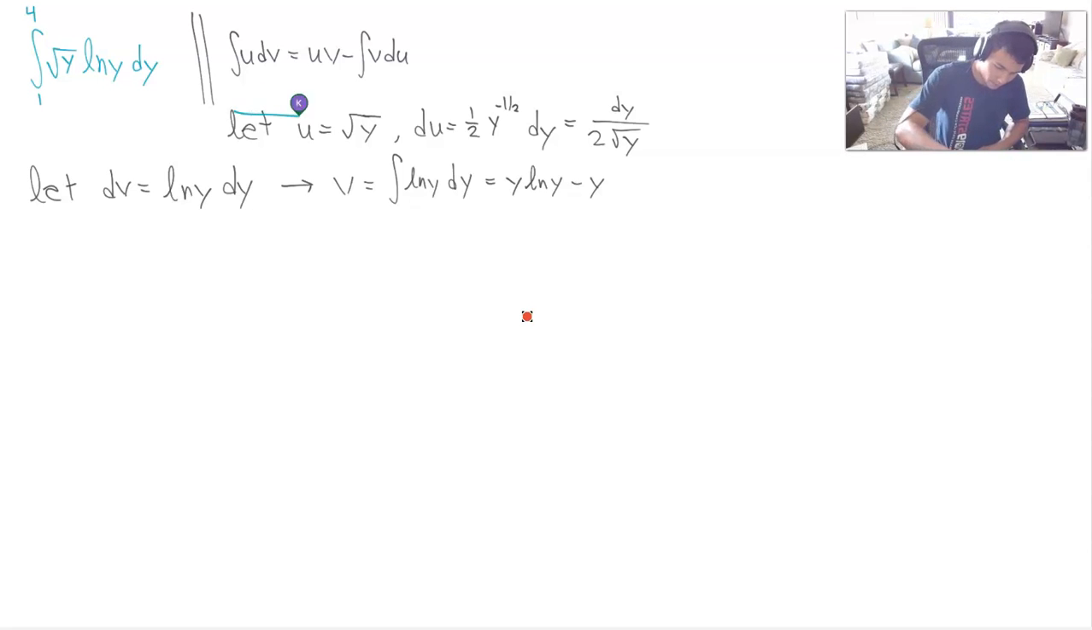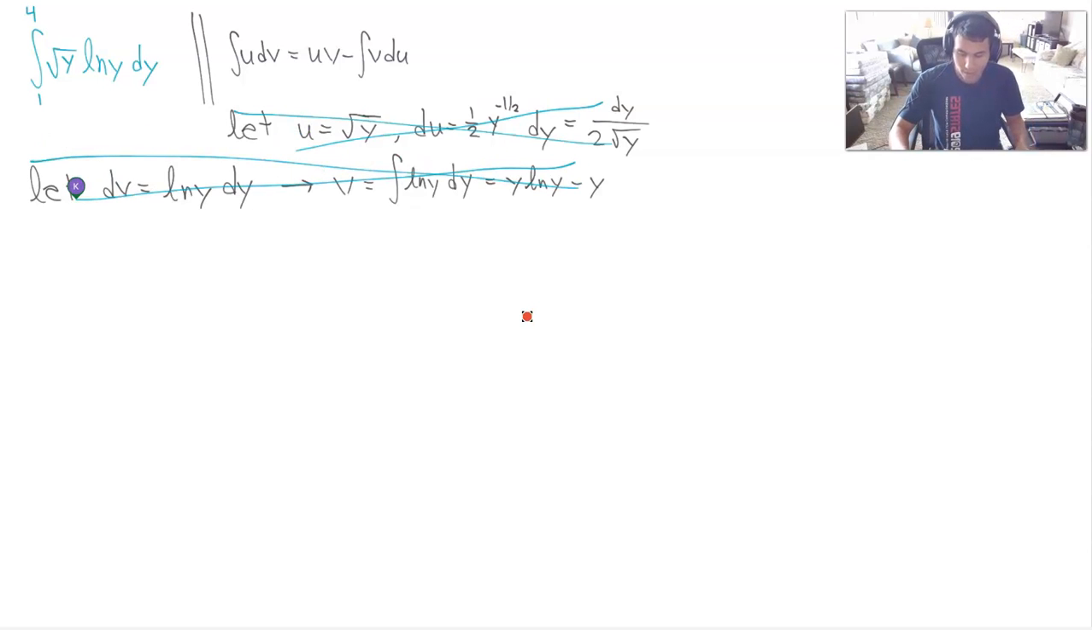Okay. So it's not that any of this stuff is wrong. In fact, you can do it this way. It's just harder. And a lot of times with Calc 2, you're going to realize that you want to find the technique or find the substitution or find the method, whatever it is that is the easiest. So instead, we're going to let u equal ln y.